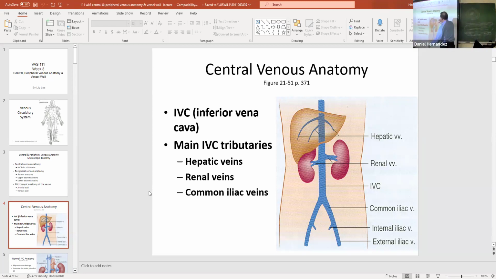Major tributaries: you have the hepatic veins, which drain the liver. They all converge and drain into the inferior vena cava. Your renal veins will also drain into the inferior vena cava as well.